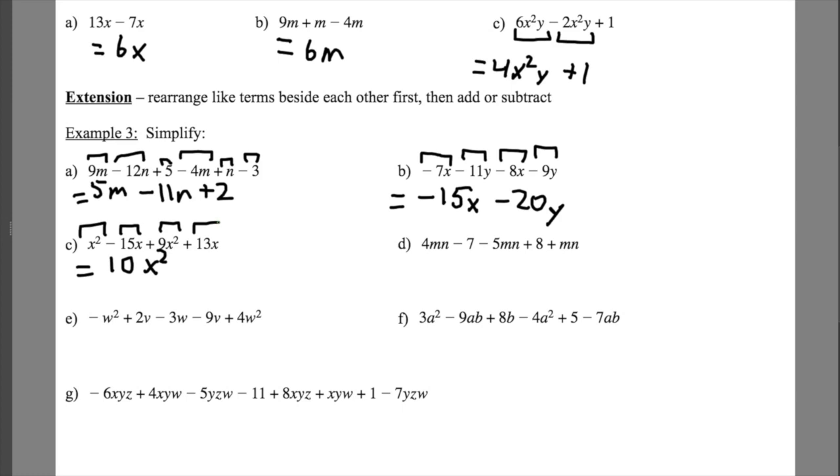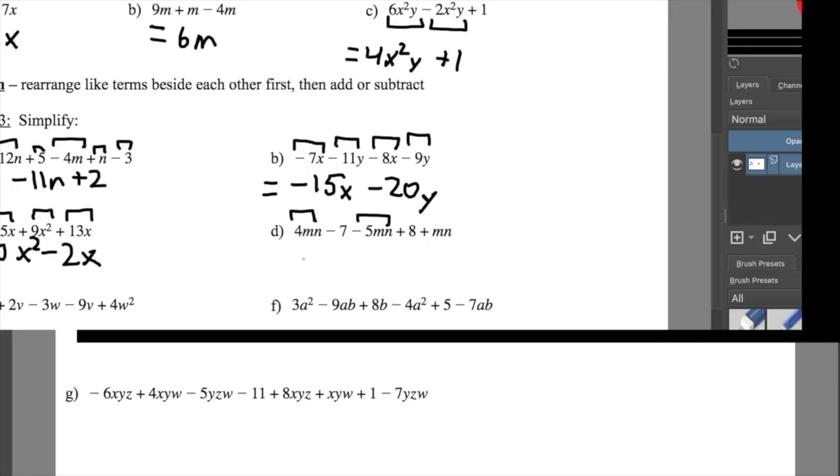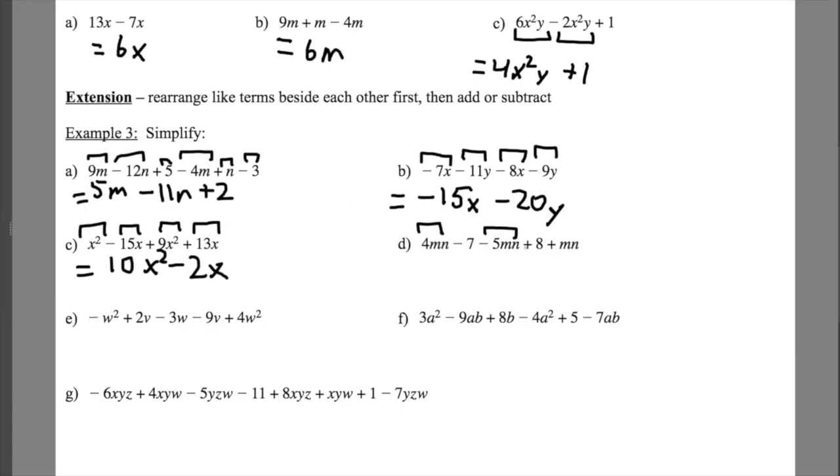For d, you have 4mn. Again, we're going to take this and find another like term. So in this case, it's negative 5mn. And we're also going to take the last one, which is simply mn. When you put them all together, 4 minus 5 plus 1, we're going to get 0mn, which cancels out. And then we'll take the other ones, negative 7 plus 8. So this will just equal 1.